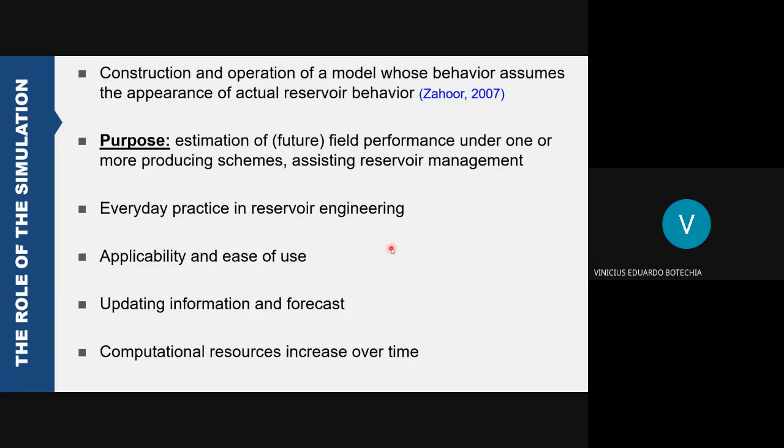The simulation is a tool that is flexible. You can update the information, you can update your model, you can make changes over time, right, and make new forecasts. And the computational resources increase over time. So it's one more incentive to use simulation to perform the selection of the production strategy, right? Nowadays you have giant fields, you have big models, and as you have bigger computers, parallel computing, more powerful clusters, you can do this analysis in more complex cases.